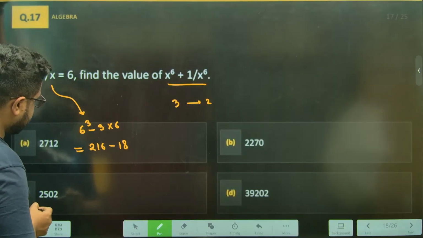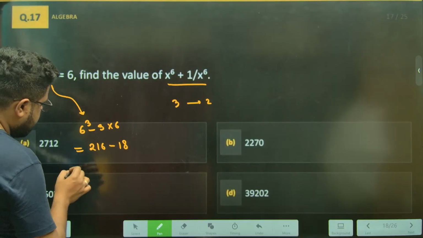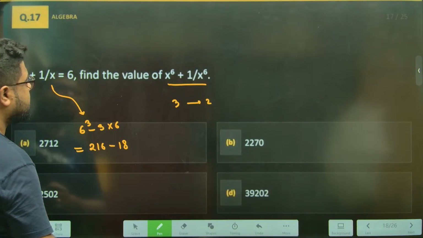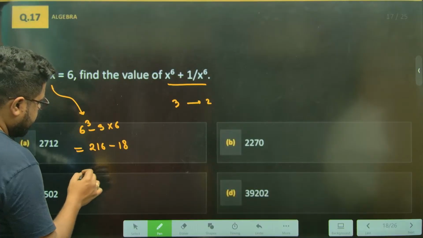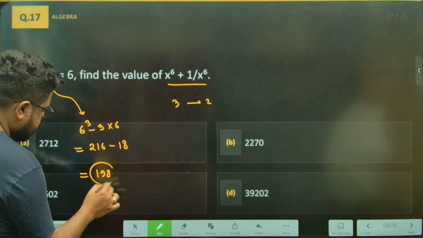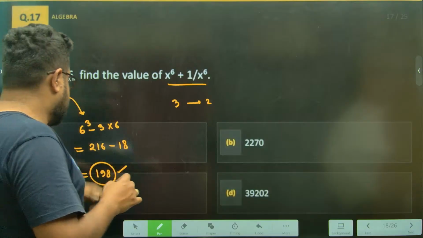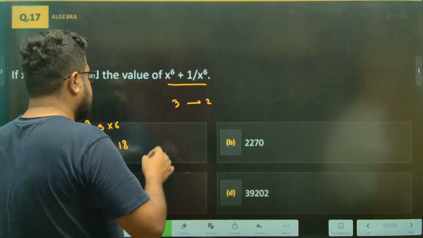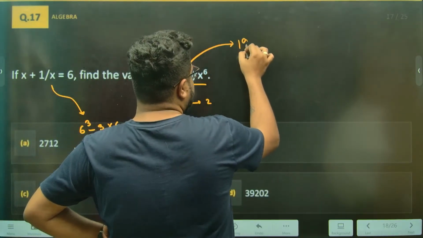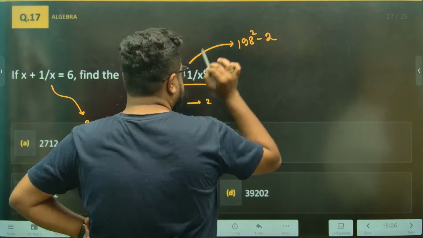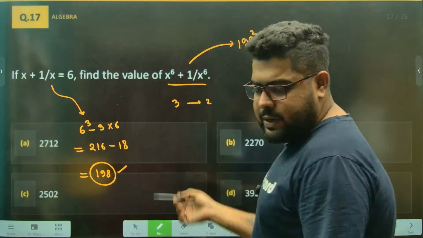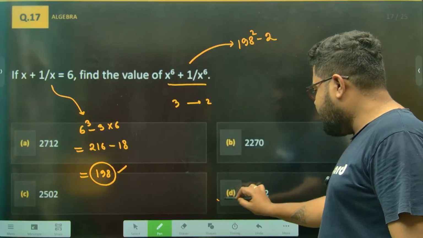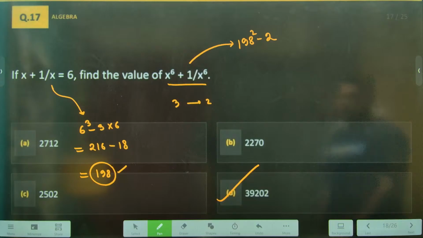One second, will it be this big? Okay, fine, we have to do it. 198, sir. This will be 198 square minus 2, sir. Right? Cube, then square. Now look at the options. I don't need to calculate. All are like 2000, 3000 like that. Only one option is that big. That has to be the answer. And you see it's less than 200 square, a bit less than 40,000.